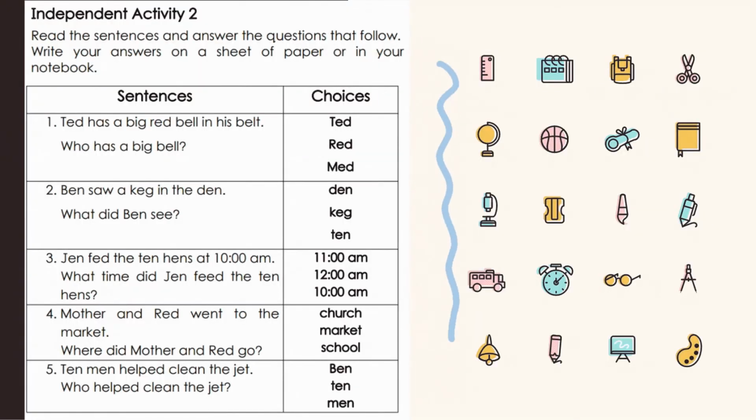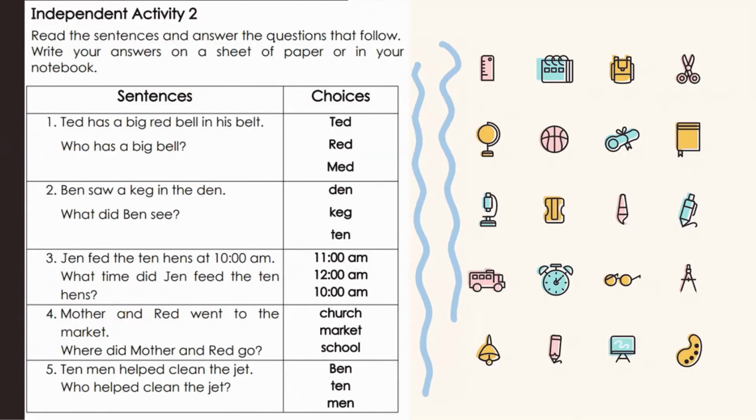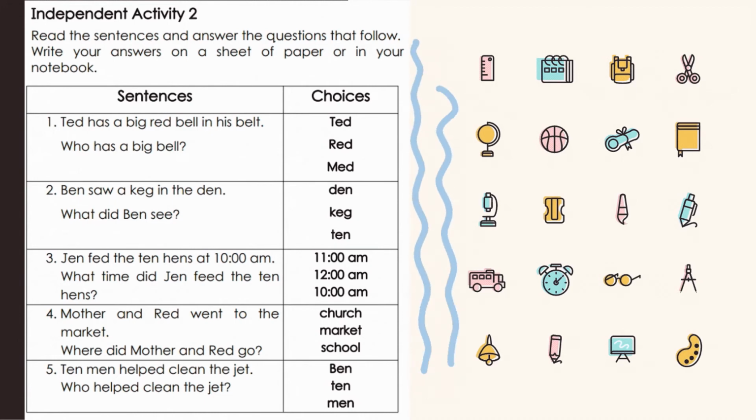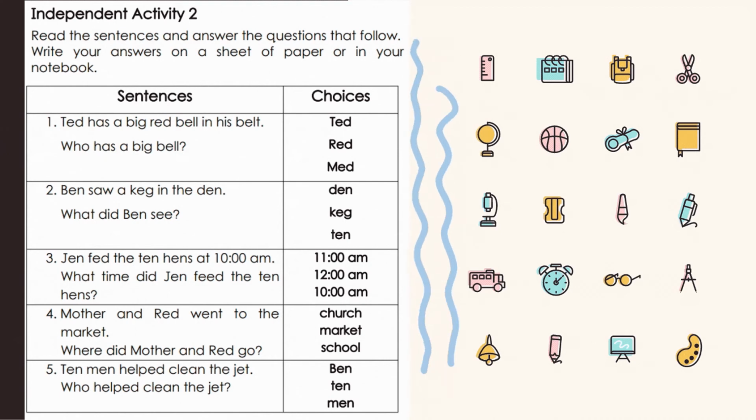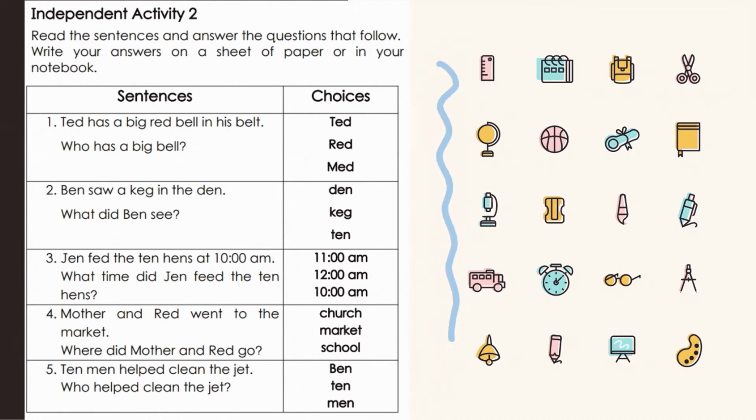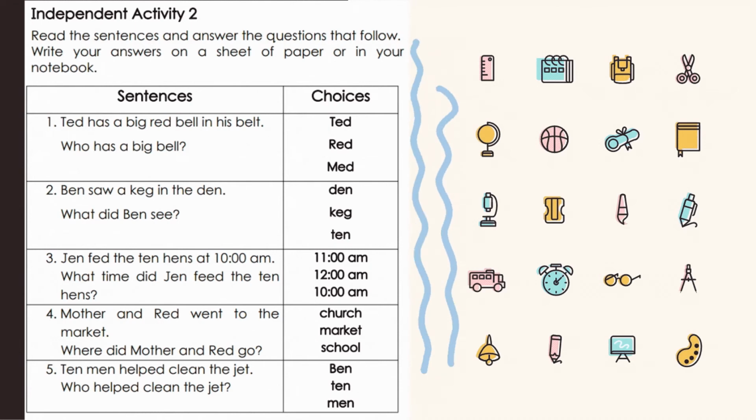For independent activity 2, read the sentences and answer the questions that follow. Write your answers on a sheet of paper or in your notebook. Number 1, Ted has a big red bell in his belt. Who has a big bell? Choices are Ted, Red, Med. Write your answer in your notebook.